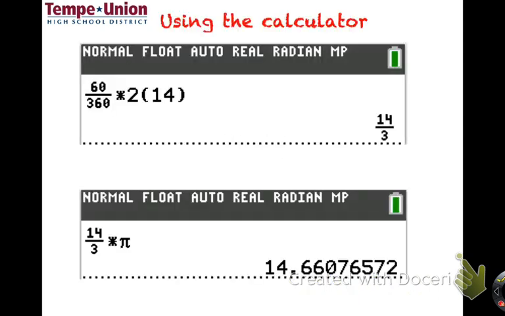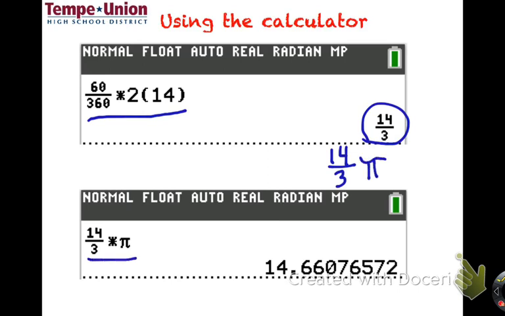Now this is just kind of what the keystrokes would look like. Not keystrokes, but what your screen would look like. So you type this in, that's what I typed in, and I left out the pi, remember? And so I got 14 thirds, and so that's why I would list my answer as 14 thirds pi. And then I just multiplied them together, and I got this, and then like I said, I rounded it to 14.7.